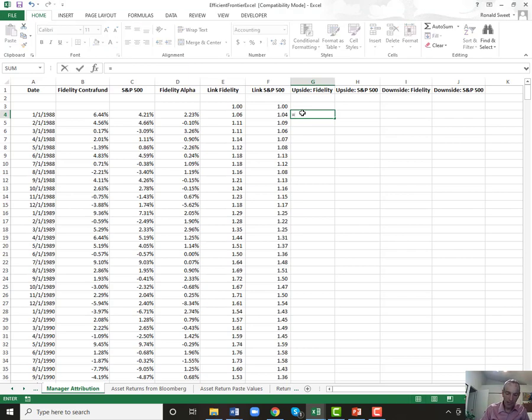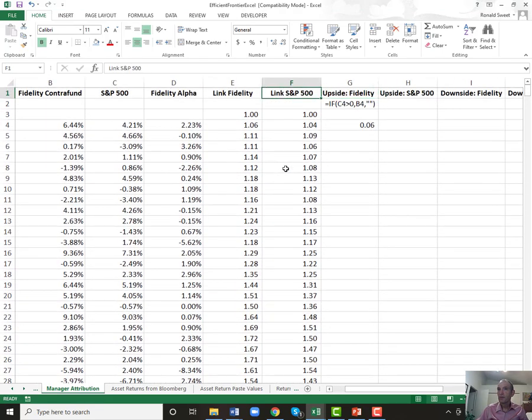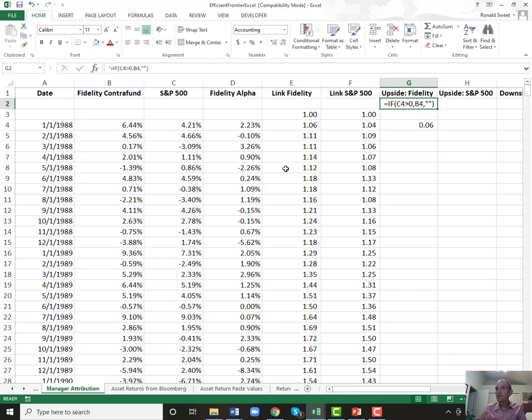So we're going to start off with equal if the S&P 500 is greater than 0, then give me Fidelity's return. Otherwise, give me nothing. Just put two asterisks in there. All right, I'll copy this up to the top so you can see it, and expand it a little bit just so it's not so small. So if C4 is the S&P 500's return for January, if that's positive, tell me what Fidelity did.